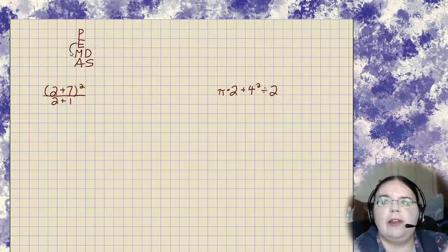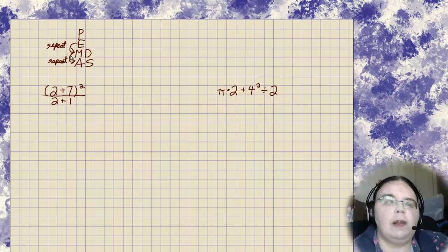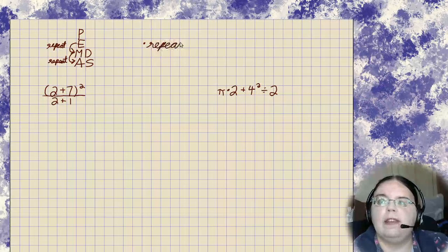So exponents come before multiplication. Well, exponents are like repeated multiplication. Multiplication comes before addition. Well, multiplication is like repeated addition. So one pattern we can notice in the order of operations is that repeating operations come before what they repeat.